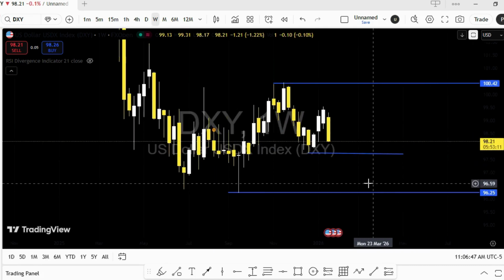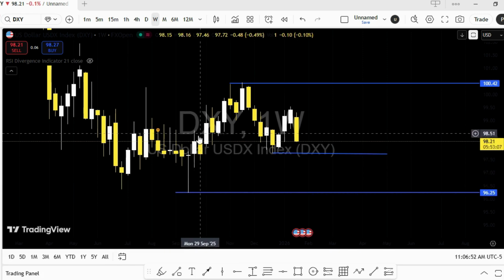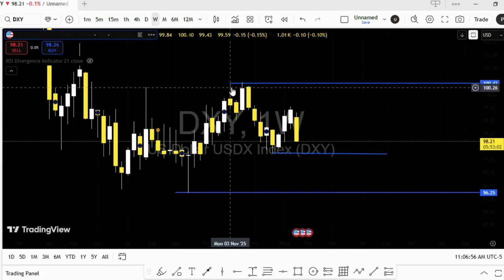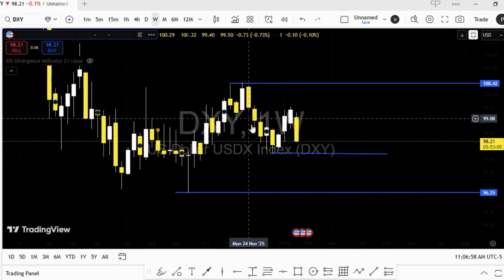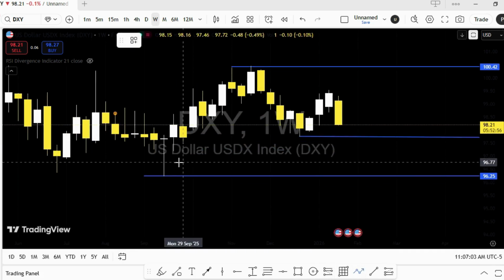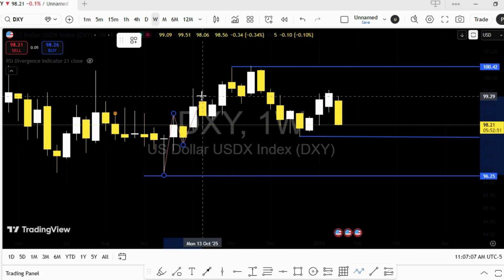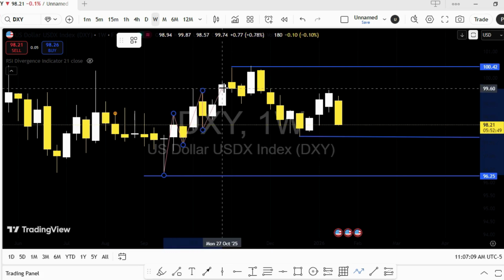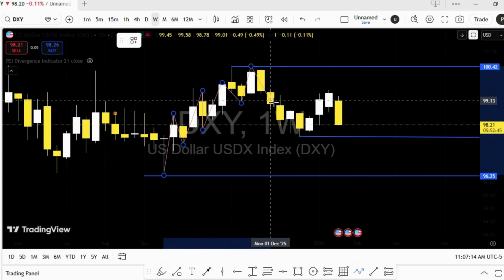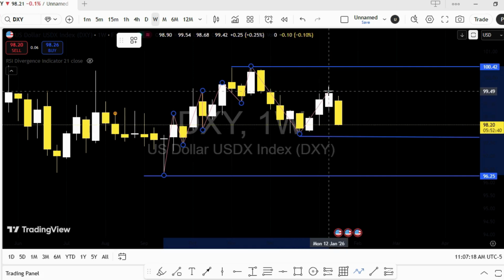When you look at this price, we are able to make a higher high, higher low, higher high, higher low, higher high, higher low, higher high. Price was able to, let me just show it here. Price came, made a higher high, higher low, higher high, higher low, higher high, higher low, higher high, higher low, and this is the lower high.